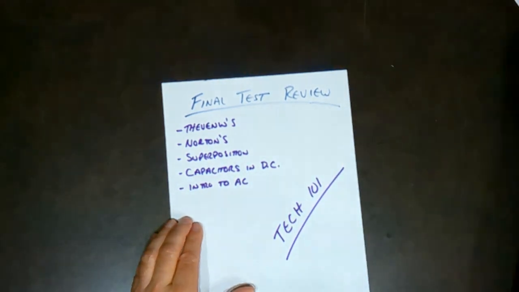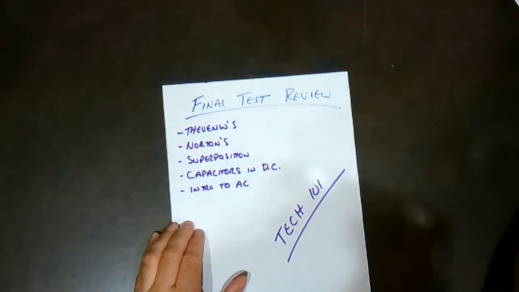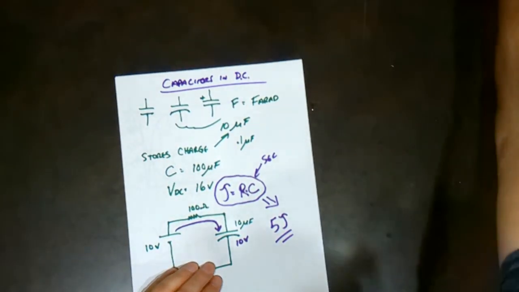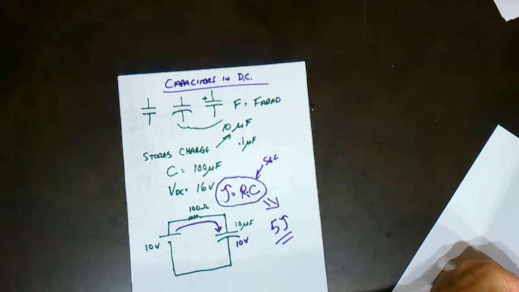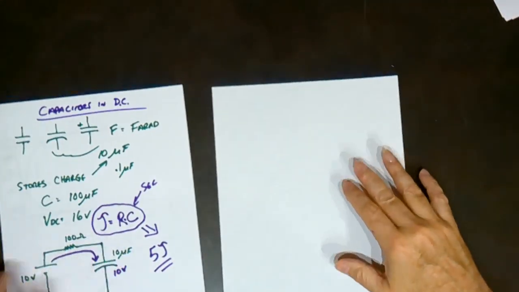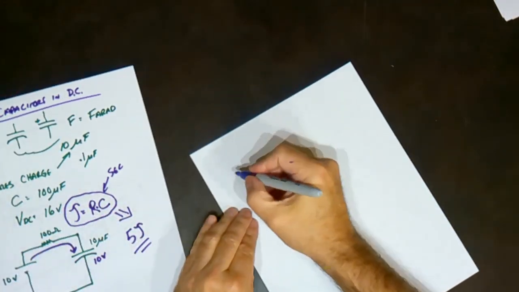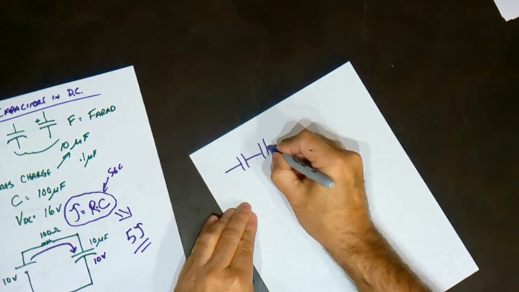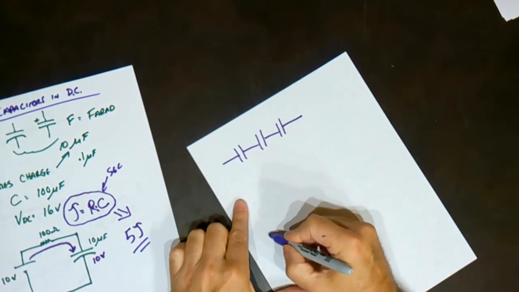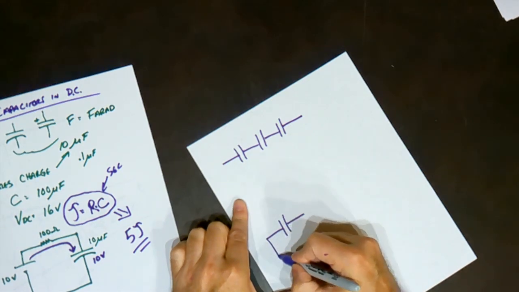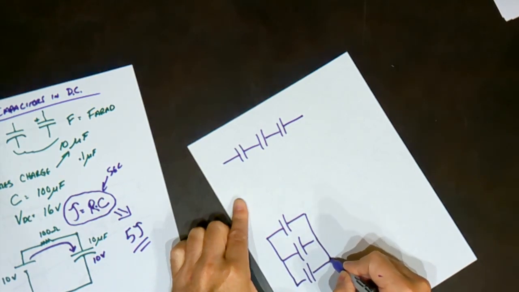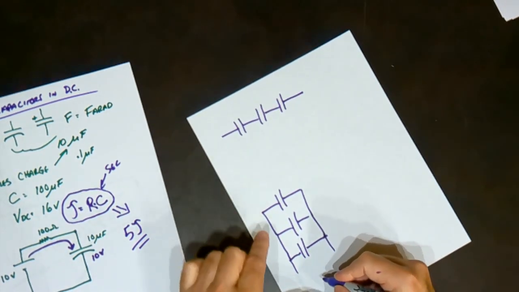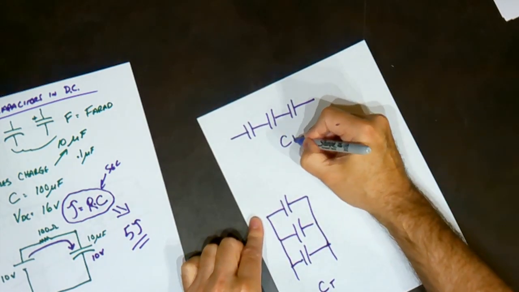Now, one thing that I did not mention in the capacitors one is what happens when you have more than one capacitor in the circuit. So let me go back here. So what happens if I have capacitors in series? Or if I have capacitors in parallel? And I want to find the total capacitance.